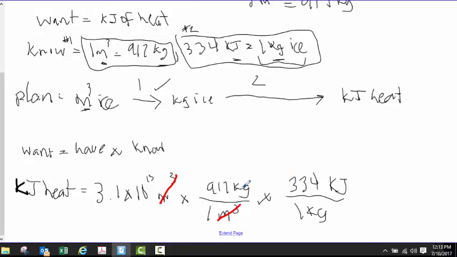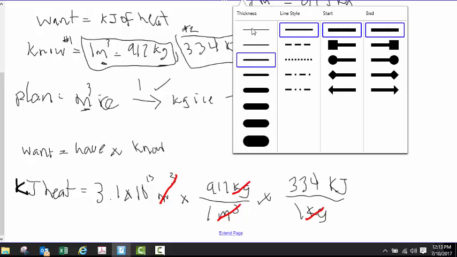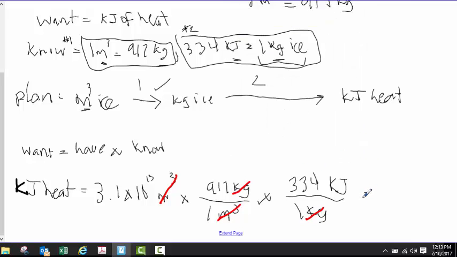So now, if I look at this calculation that I've set up, and this is always a great test to see if you set your calculation up correctly, the only units that I haven't canceled should be the units that I want. And they are. I've got only kilojoules left. What I wanted was kilojoules. So I know I've set it up correctly. I know I'm ready to put this into my calculator. So I go ahead and do that.